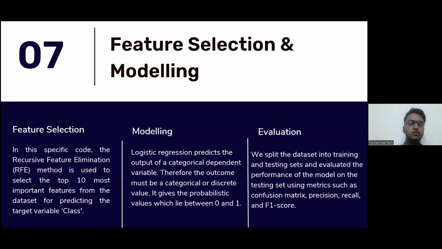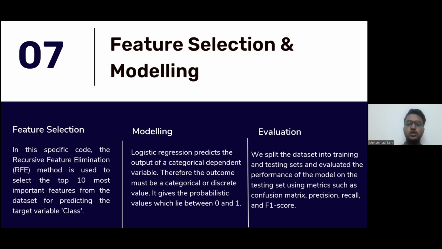Coming to our main part, when we have pre-processed and engineered our data set, we perform a feature selection process also. That means we pick the 10 most important features from the data set using the RFE function, which is provided in one of the libraries, with respect to the class variable. Once we have the 10 most important features, we apply a model. The model that we have chosen is a logistic regression model.